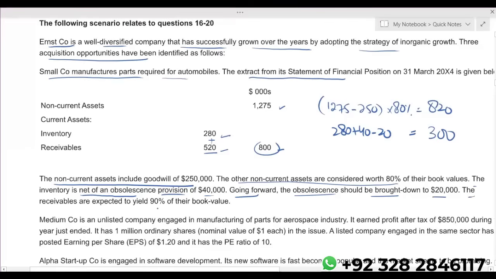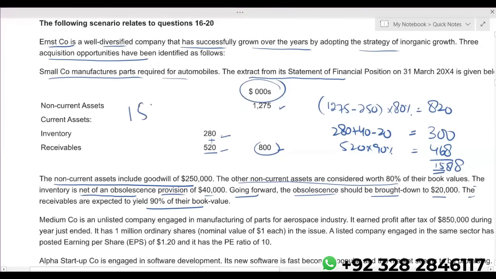The receivable is expected to yield 90% of their book value. So receivable is 520. You will be getting 90% of this. So 520, 90%, 468. So simply add all of them because we have got only three assets and the examiner did not ask us to go for net asset. It is categorically mentioned in the question, asset values. Okay. So 820 plus 300 plus 468. Students, I'm getting 1588.